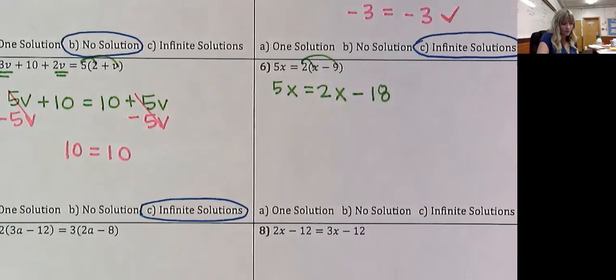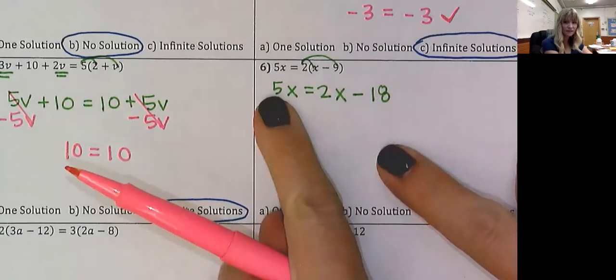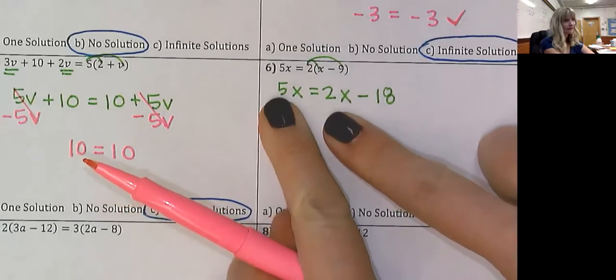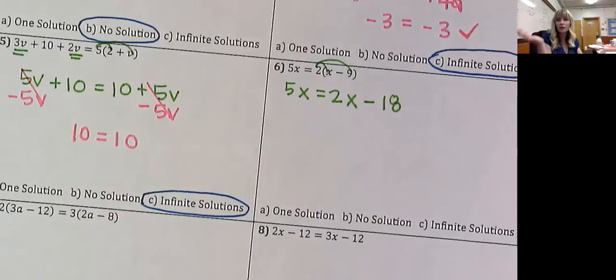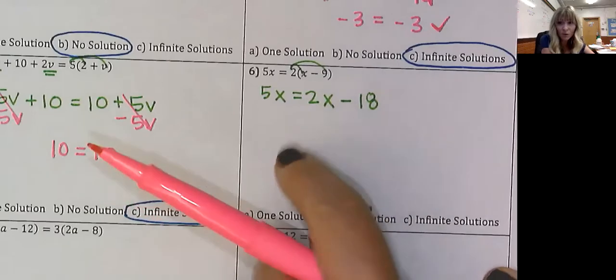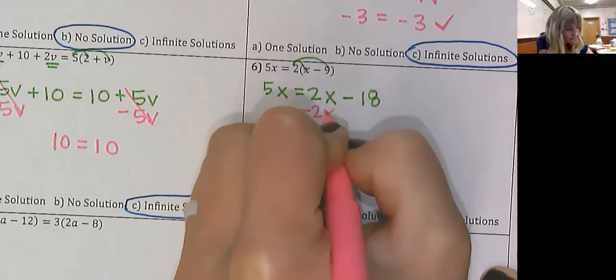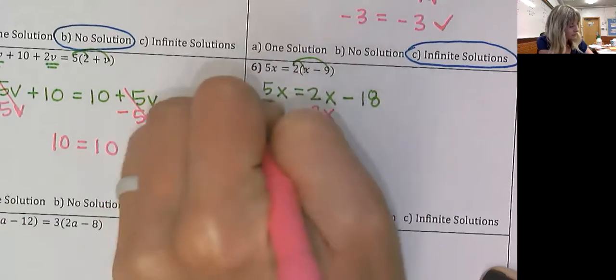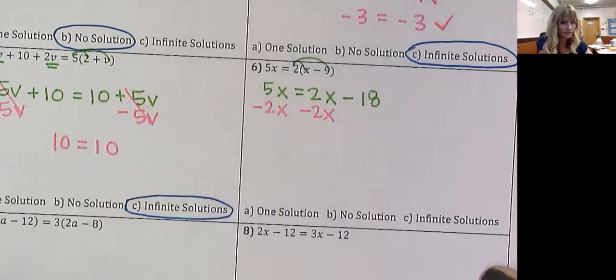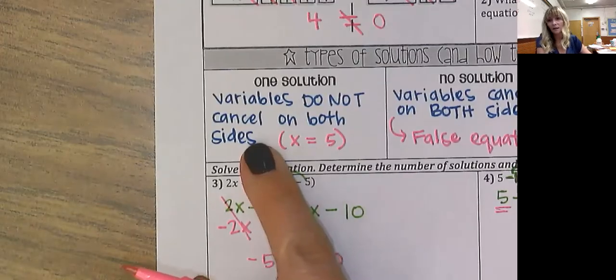Are the variables going to cancel on both sides of this one? Well, no, because I have 5x's over here and 2x's over here, and that's a totally different number of x's, so they're not all going to cancel. So this is a normal situation. Here we go. I'm going to zero these out, and then whatever I do to one side, I have to do to the other side.